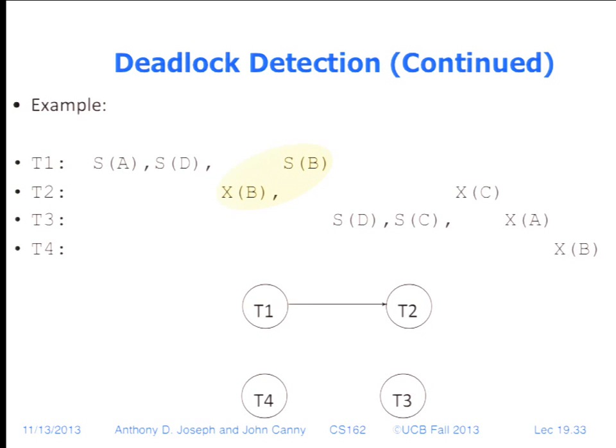Now what's another object that's being shared? What about C? Yeah, T3 should get it first, so T2 should wait for T3. Oops, sorry, I went too fast. T4 is trying to acquire B, but T2 already has it. So where does the dependency go? Yeah, T4 to T2. And there's one more that's important: T3 to T1. That's problematic, right? Because there's the cycle now, and so we can get deadlock in that situation.